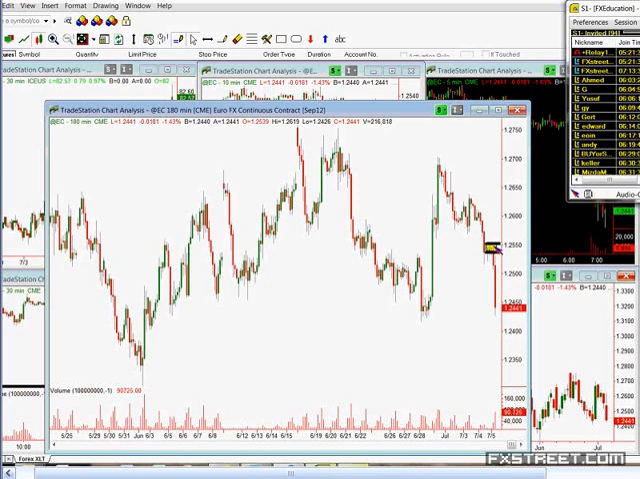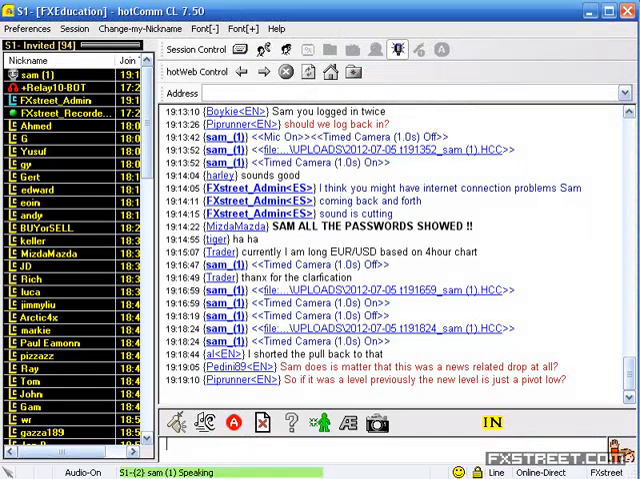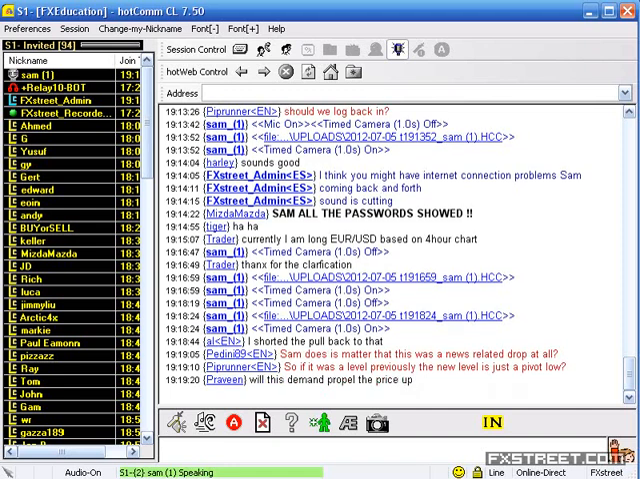Okay. You shorted a pullback to that? Great. Yeah. No, the news is just going to speed up what was going to happen anyway. Okay.